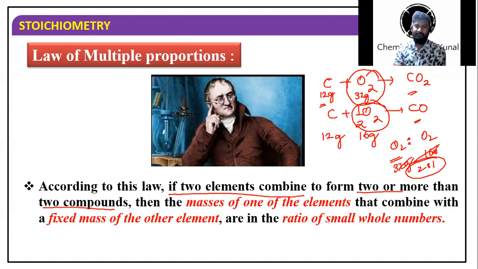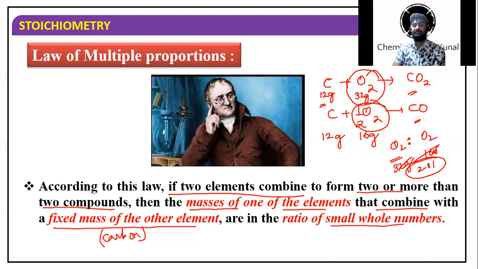So let's read it once again. If two elements combine to form two or more compounds, then the masses of one of the elements that combines with a fixed mass of the other element, what is the fixed mass here? Carbon. Are in a ratio of small whole numbers. What is the whole number ratio? 2:1. This is what the law says. So I hope this law is clear. Let's see some demonstrations of this law.